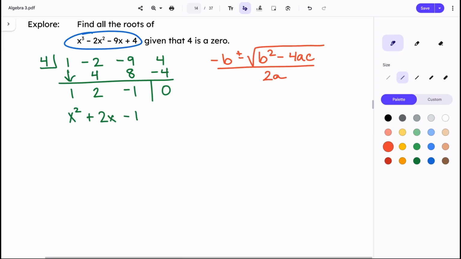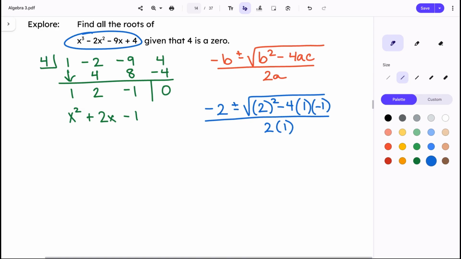Okay, so let's put in our pieces. What goes in for the b term? What's my a? 1. And my c? Negative 1. Good. All over 2 times 1. All right, let's simplify that square root. So I have negative 2 plus or minus. What's going to happen underneath the square root sign there? What is that going to become? 4, and then you got negative 4 times 1 times negative 1. That becomes positive 4. So what's 4 plus 4? 8.